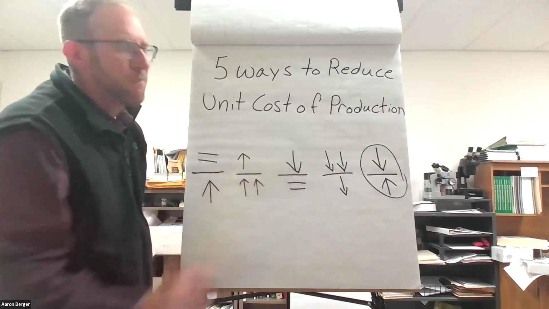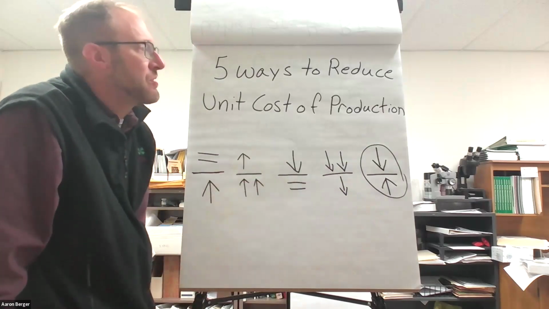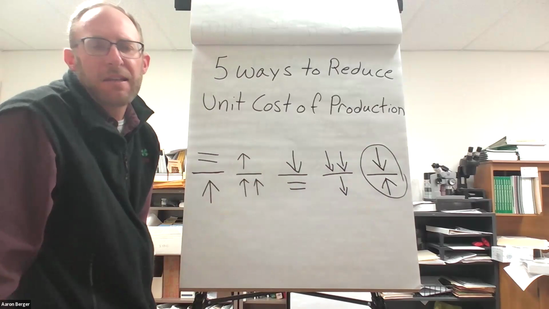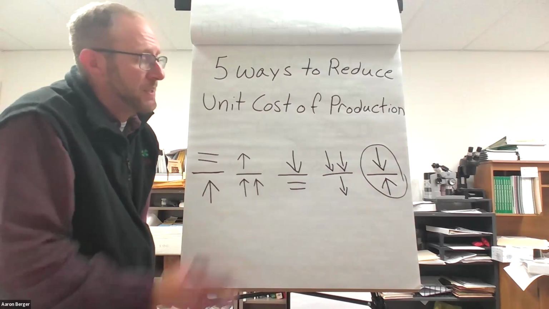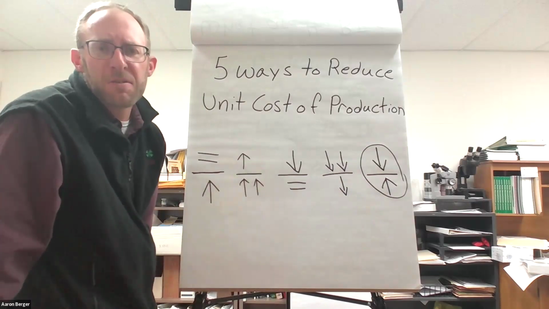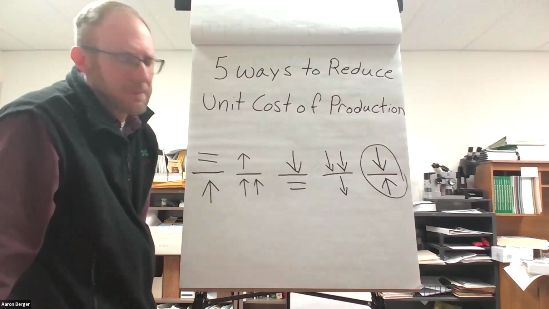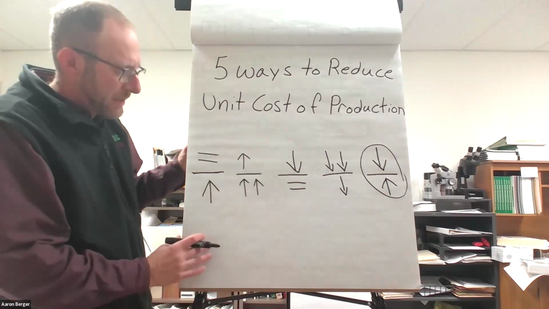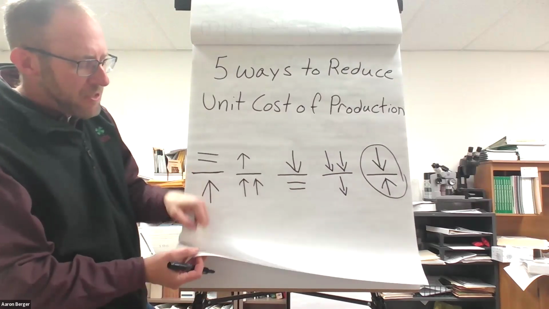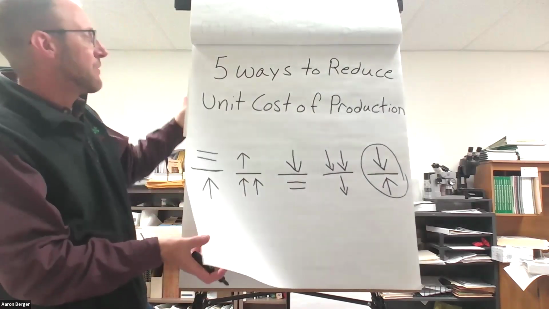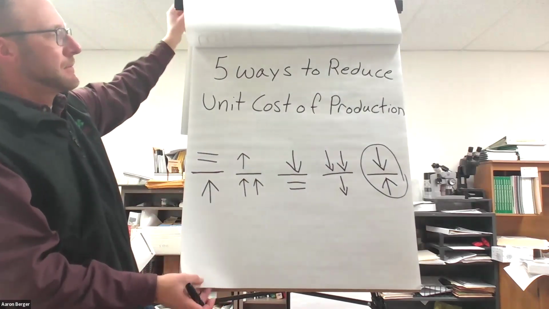Okay. So these are the 5 ways that we can reduce cost of production. If you figure out another one, let me know. I haven't figured out another one, but there may be one that I haven't thought of, but these are the 5 ways that we reduce unit cost of production. Okay. And so as we think about that, that's the major driver for us in terms of reducing cost of production.